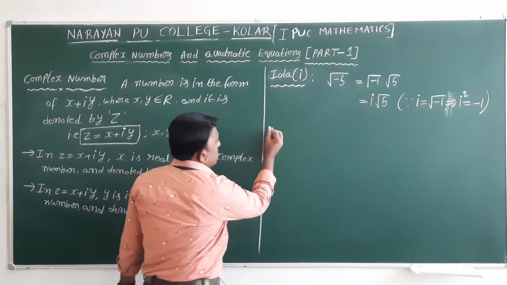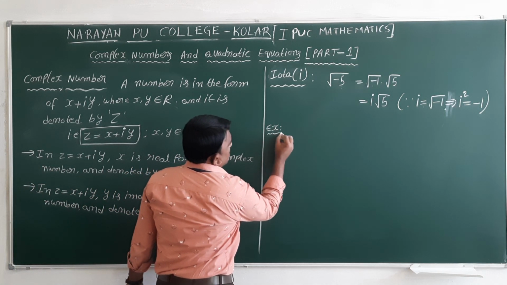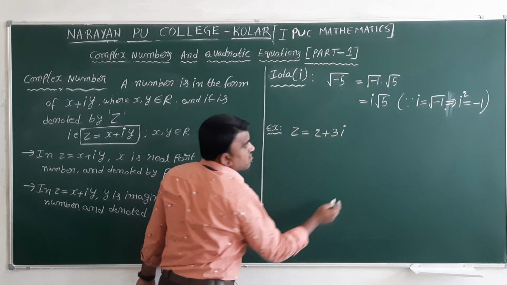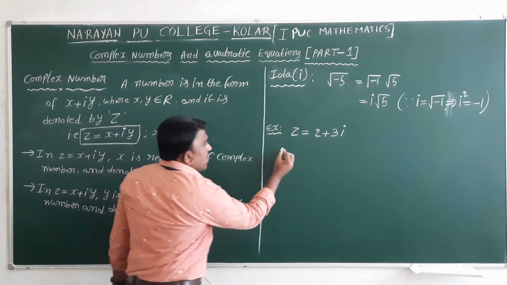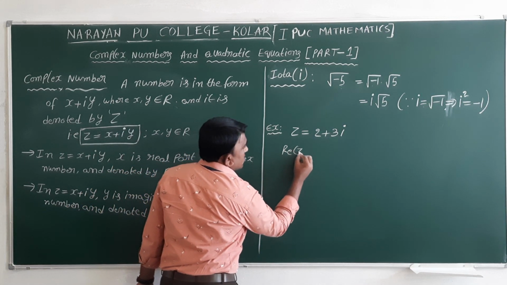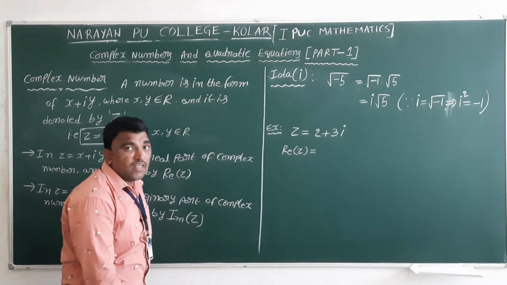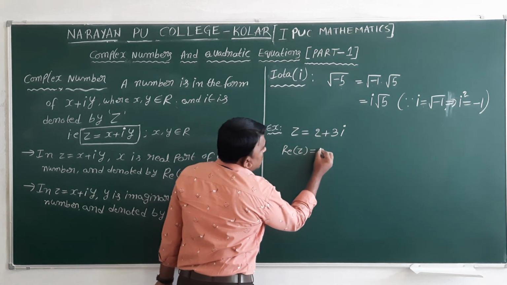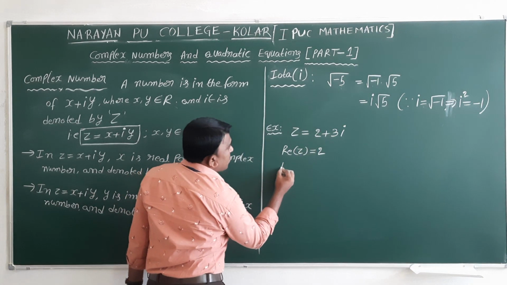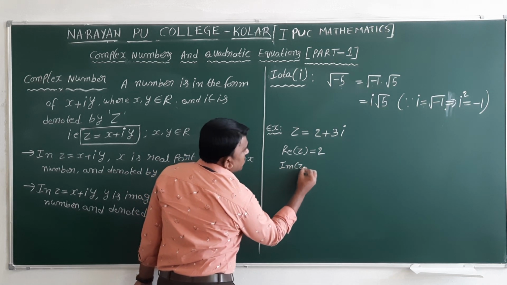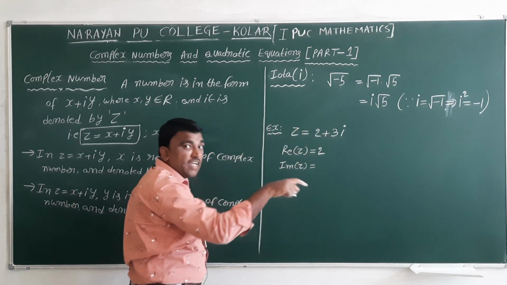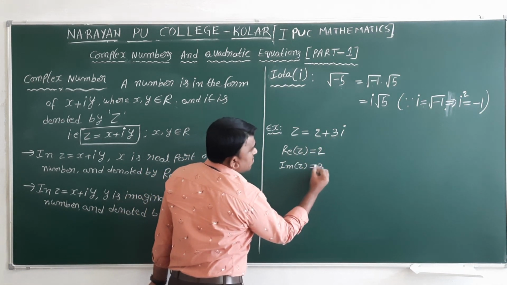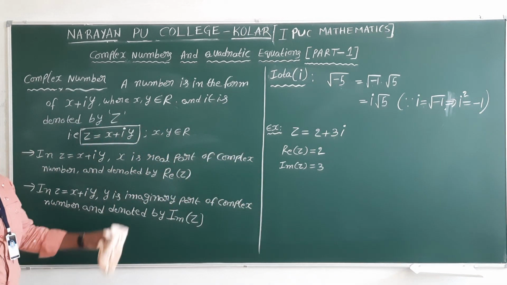For example, z equal to 2 plus 3i is there, otherwise 2 plus i into 3. Real part of z, if you ask: first if you know the standard form, then you can write easily. Real part of z is 2. Imaginary part of z: only the real number we need to take. Don't take 3i. Imaginary part is only y, which is 3. Like that you can take any example.